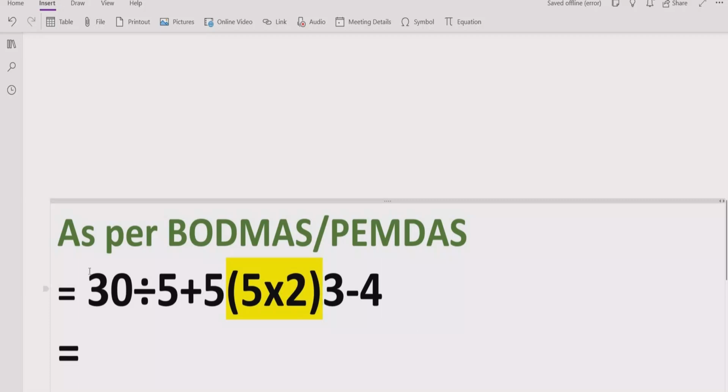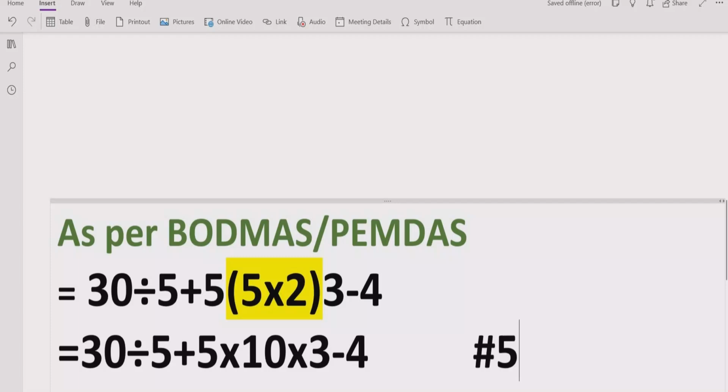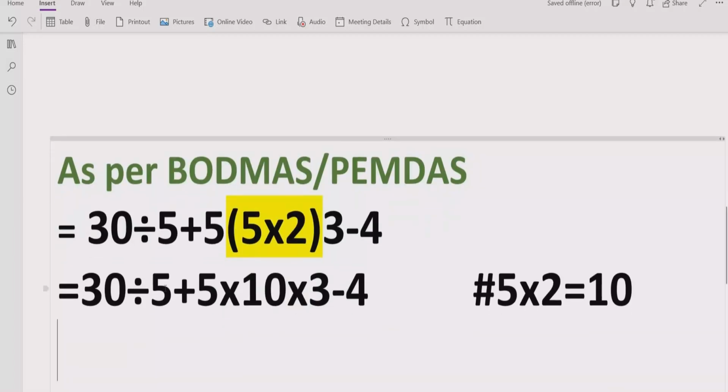Here we will write 30 divided by 5 plus 5, we will write as it is, and the other thing is 5 multiplied by 2 equals 10. So 5 times 2 is 10, and we can remove the bracket. We can write multiplied by 10 and multiplied by 3 minus 4. Here we give the reference because we solved the bracket first: 5 multiplied by 2 equals 10. Now our expression does not contain any bracket or parenthesis.